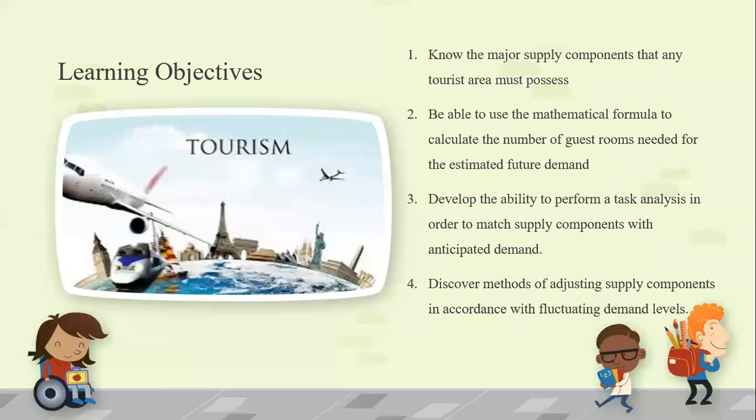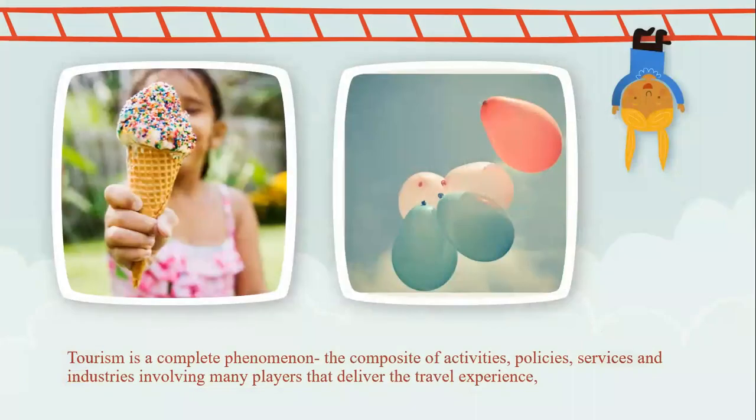From this chapter, we shall learn the major supply components that any tourist area must possess. You will be able to use the mathematical formula to calculate the number of guest rooms needed for estimated future demand. You shall also be able to develop a task analysis to match supply components, and you will be able to discover methods of adjusting supply components in accordance with fluctuating demand levels. So these are the learning objectives of this chapter.